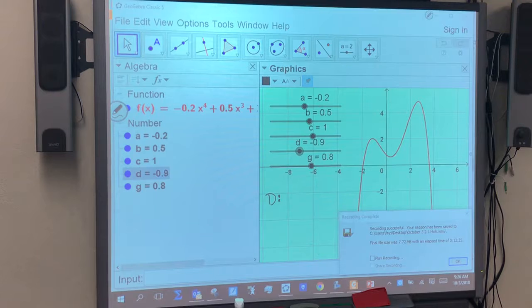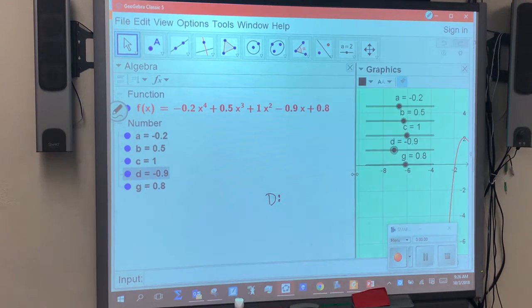Okay? If I look at this equation here, kind of think about the x values that you can plug in there. Think about any x value that you want. When you plug it in there, can you take any number on the real number line and raise it to the 4th power? You take any number and multiply it by -0.2. You take any number and raise it to the 3rd power and multiply it by 0.5. You take any number and square it. You take any number and multiply it by 0.9. You take any number and add 0.8 to it.